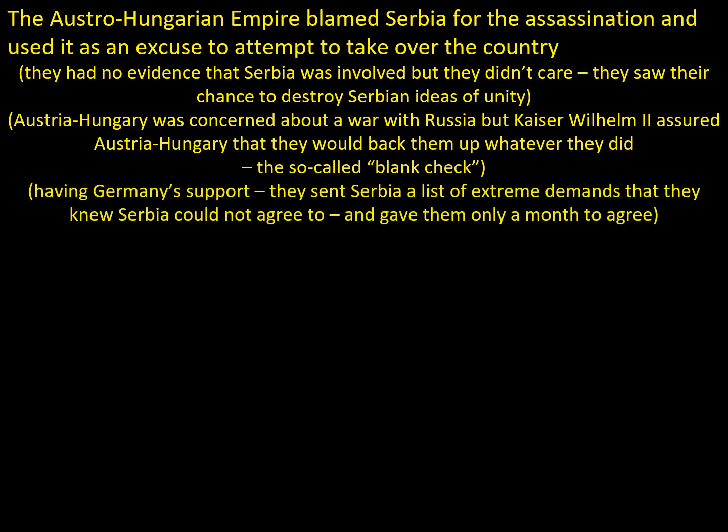Having Germany's support, they sent Serbia a list of extreme demands that they knew Serbia could not agree to, and gave them only a month to agree. Well, the month goes by, and on July 28, 1914, Austria-Hungary, with Germany's support, declared war on Serbia.